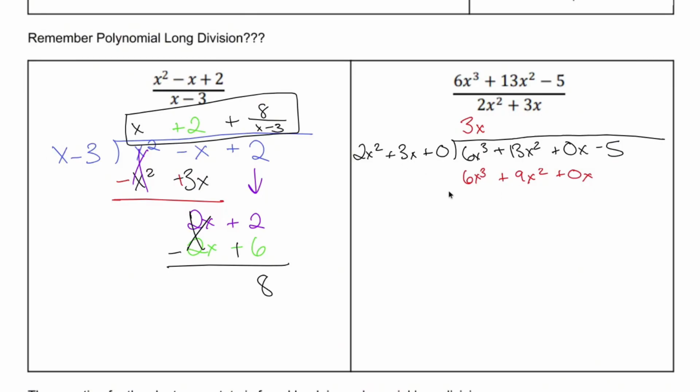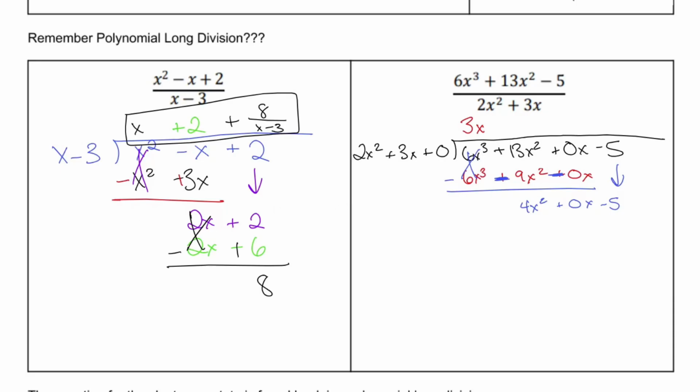Subtract the entire row, which means flip the signs. You become a minus, you become a minus, and you become a minus. This will always cross out. 13x squared minus 9x squared is 4x squared. And 0x minus 0x is 0x. Drop down minus 5.